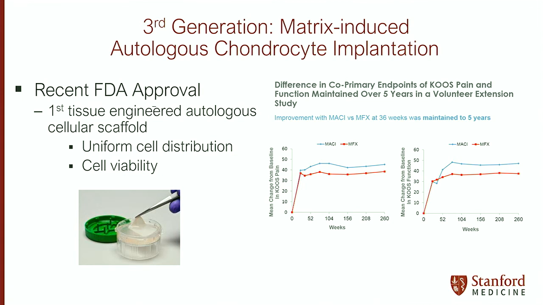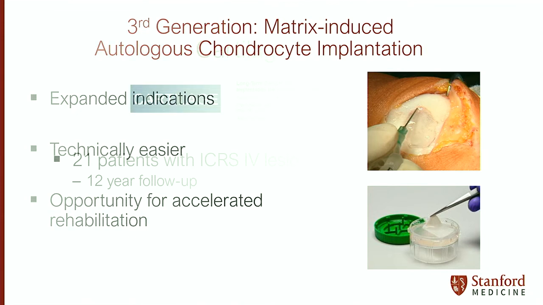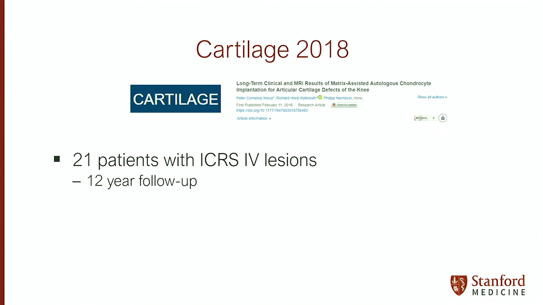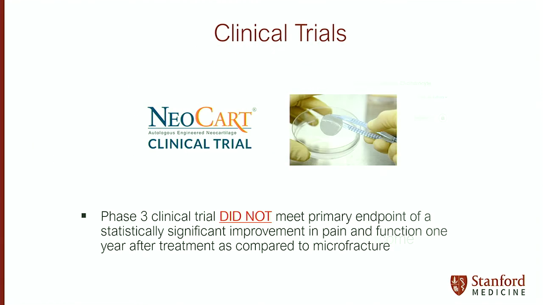It has uniform cell distribution and cell viability. For us, this has expanded our abilities and indications as far as being able not just to treat the trochlea or the femoral condyle, but also treating other aspects of the joint, patella, rarely when we have to, tibial plateau. It's certainly technically easier. There are opportunities, as Jay Ebert in Australia is teaching us, for accelerated rehab, and I think our American experience is showing us that we can go faster than we were in the past. There is data, 21 patients, 12-year follow-up, significant subjective improvements, MRI normal or near normal in 75%. The cartilage fill did correlate with clinical outcome for these.